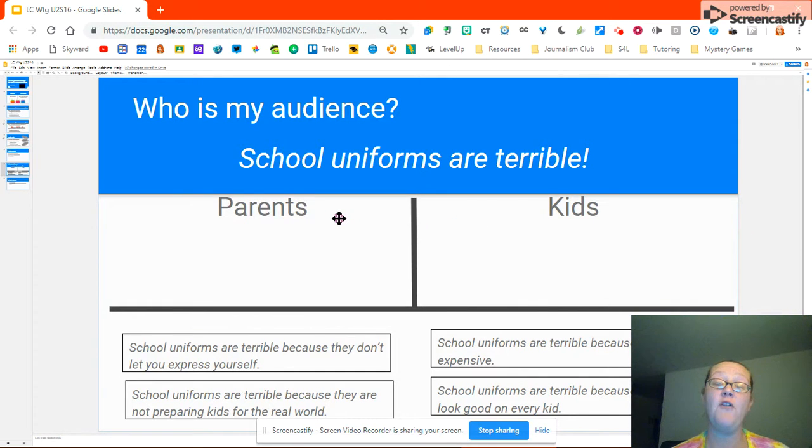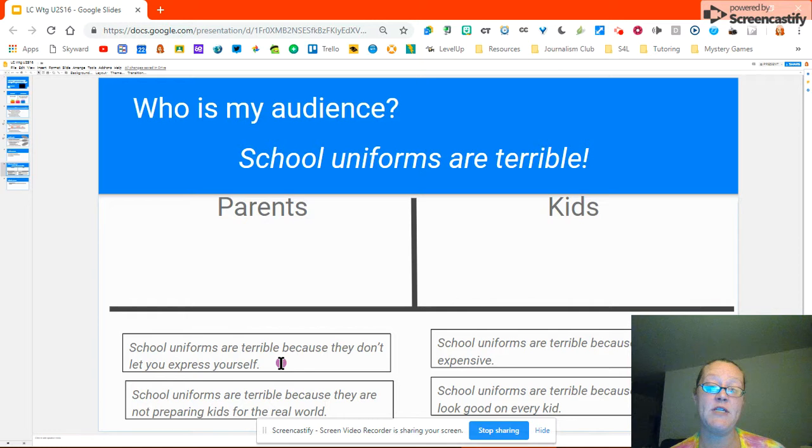And so if you were trying to persuade somebody that actually this is not a good idea, school uniforms are terrible, you need to make sure you have reasons to support that. But you also need to think of your audience. Are you trying to convince parents that school uniforms are terrible? Or are you trying to convince other kids that school uniforms are terrible? I have a few different reasons up here that could support this idea.